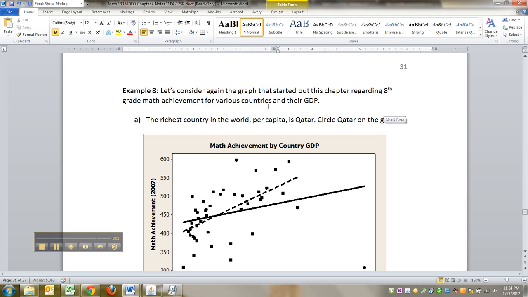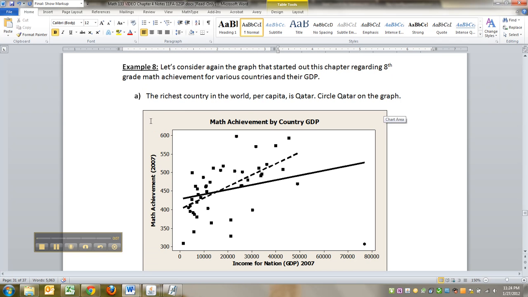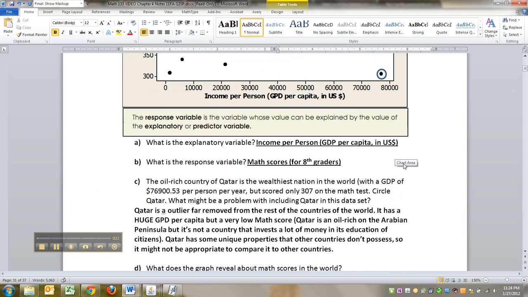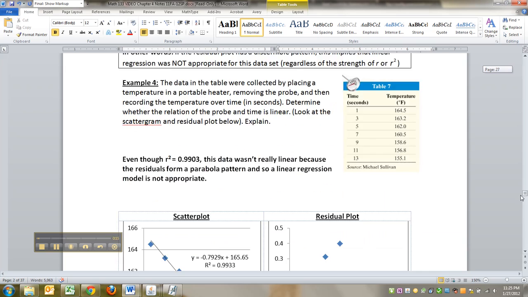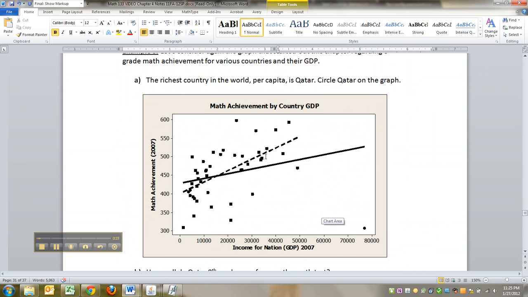Let's consider math and gross domestic product one more time because we've already seen this way back at the beginning. That was our first graph. Now we're looking at this plot and we're trying to say, hey, Qatar is the world's richest country, so it would have the highest GDP, which means it's that point right there. So let me draw a ring around it.